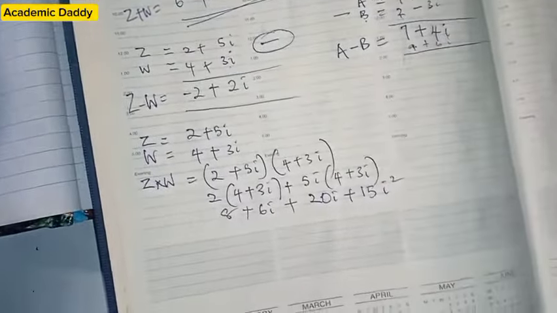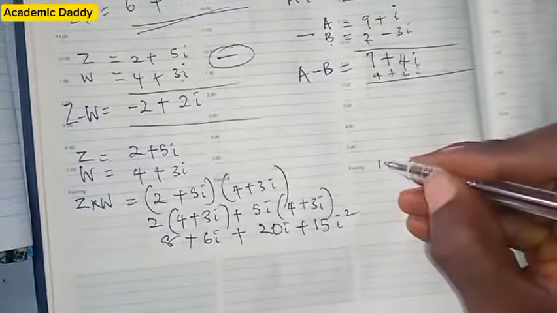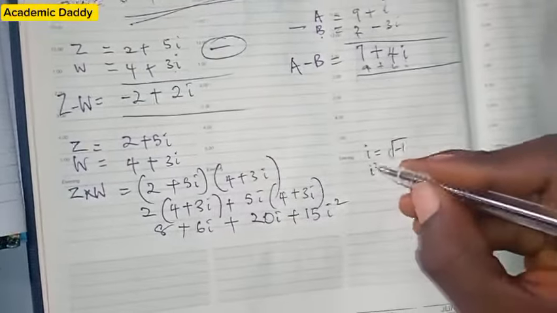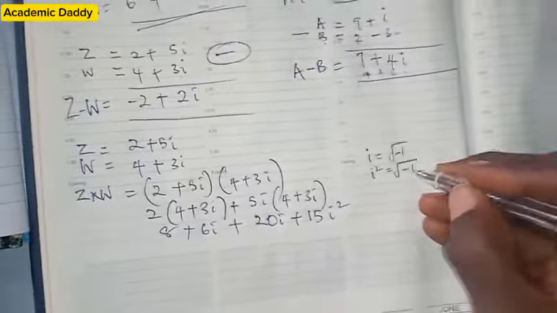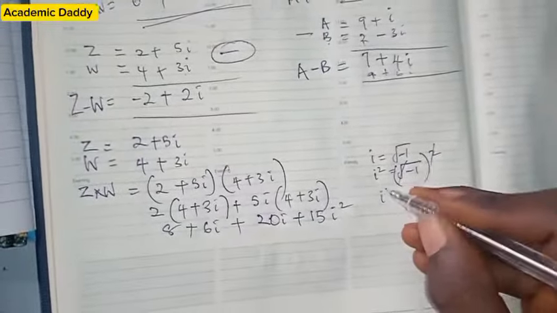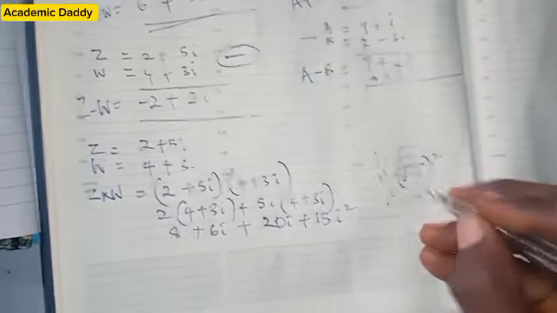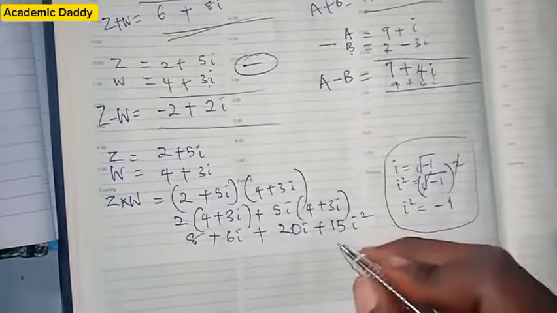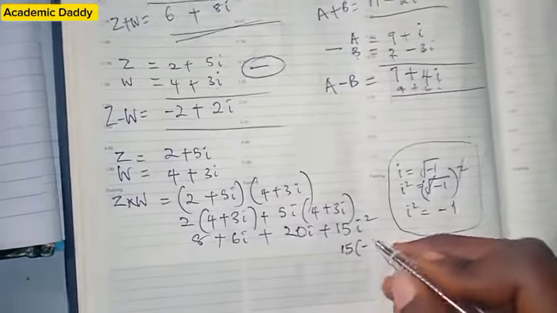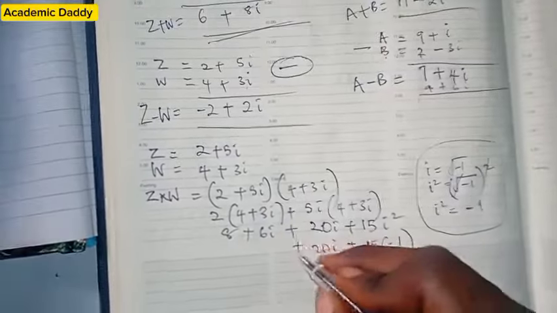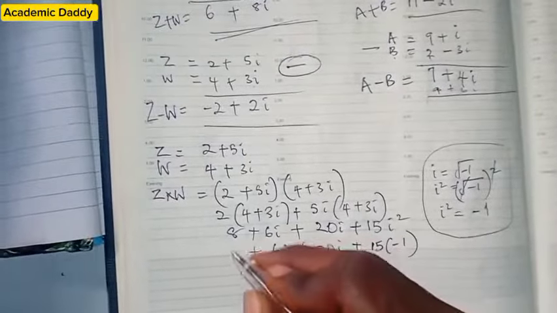15i squared. But we know that i is equal to root minus 1. So i squared is going to be root minus 1 all squared. This will cancel this, so i squared is the same thing as saying minus 1. You need to always note this. So if I know that, that means this is 15 times minus 1, plus 20i plus 6i plus 8.